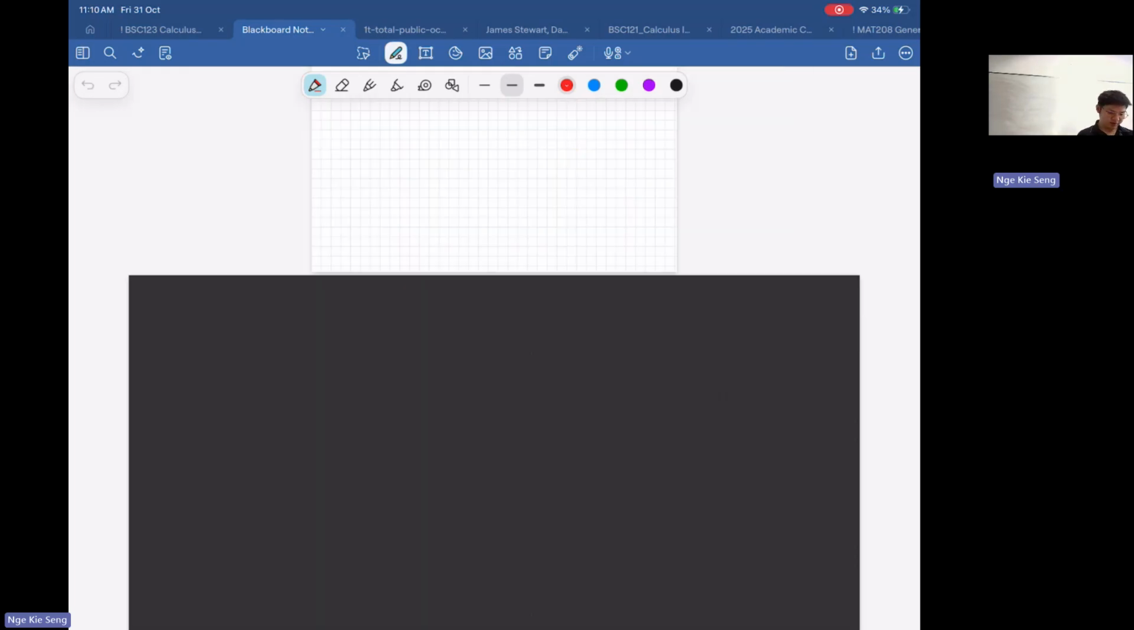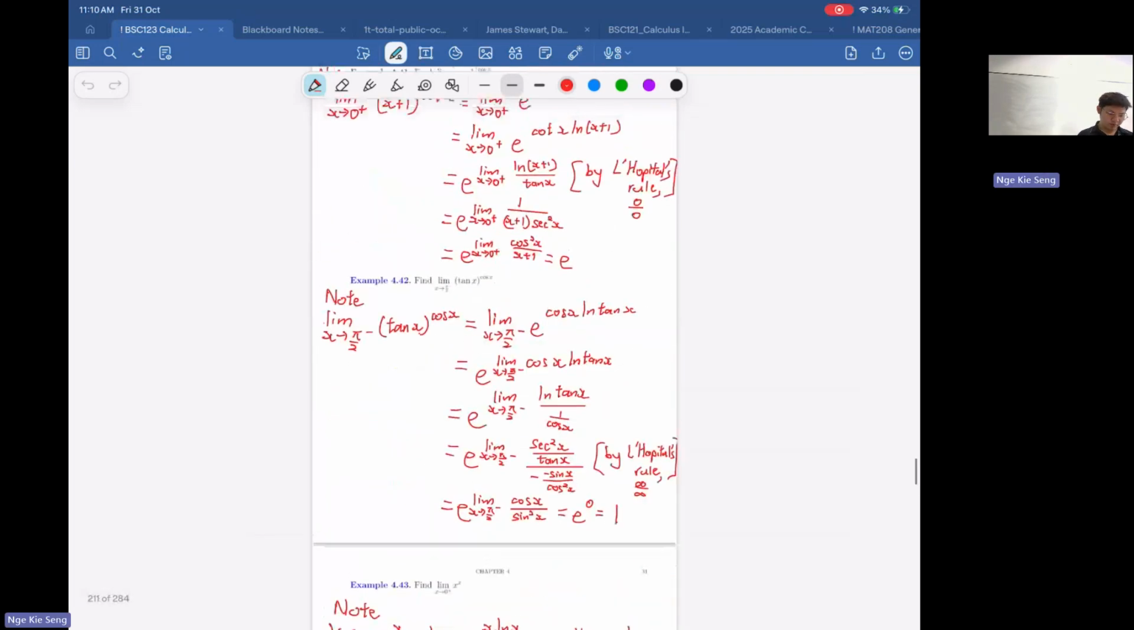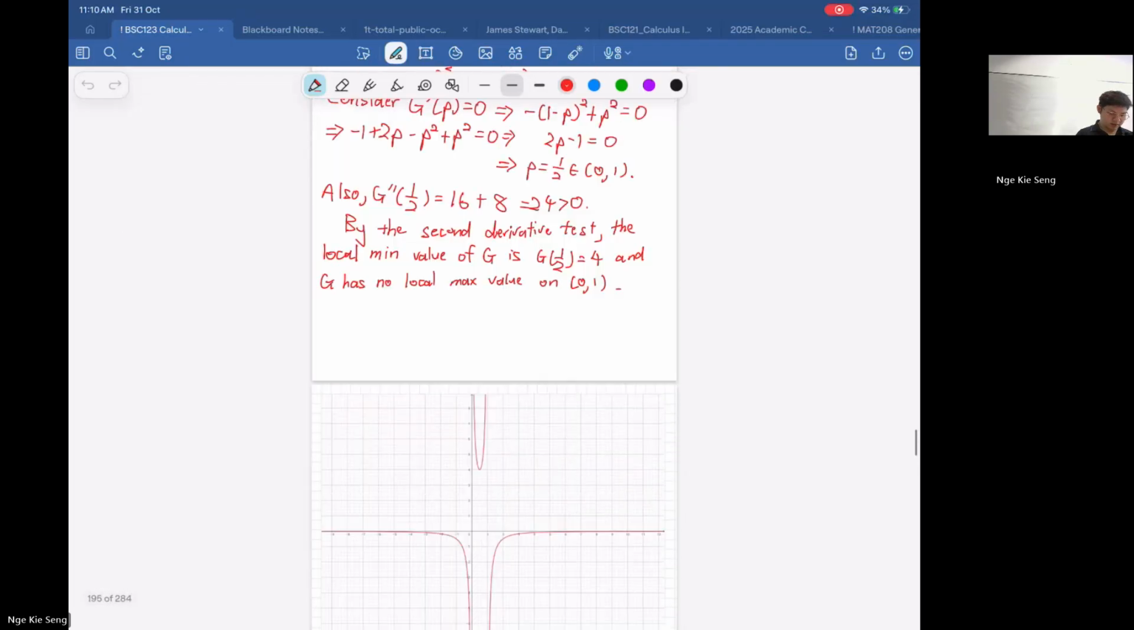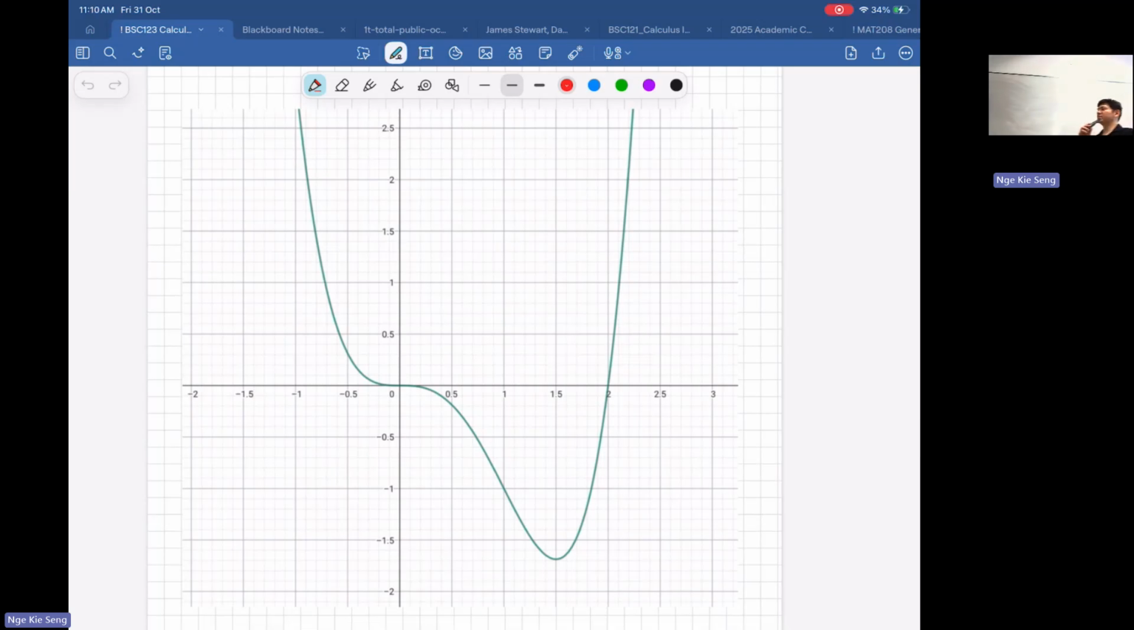So actually, I plotted this out for you to confirm what we computed. This is the graph. You found a local minimum at 3/2, which is 1.5. And at 0, you have concave upward on one side and concave downward on the other.